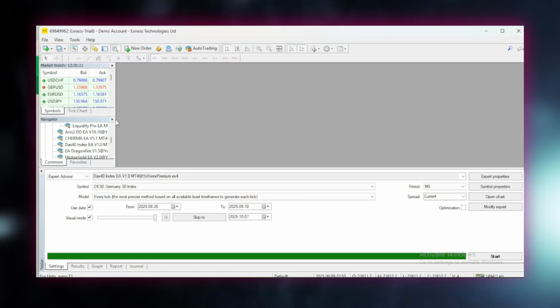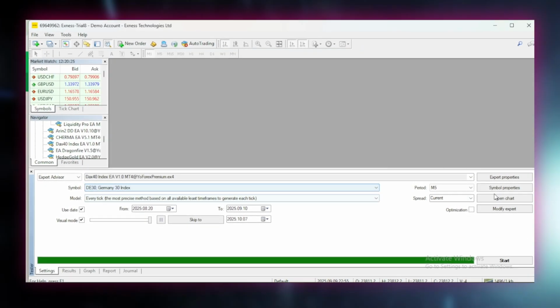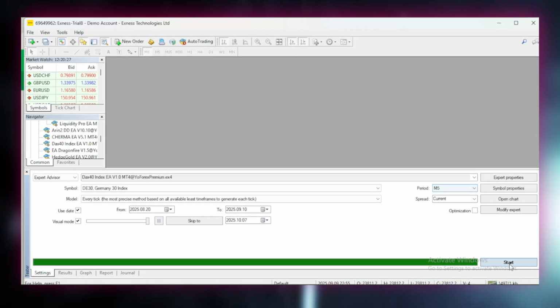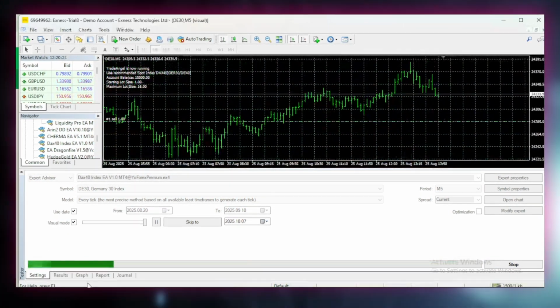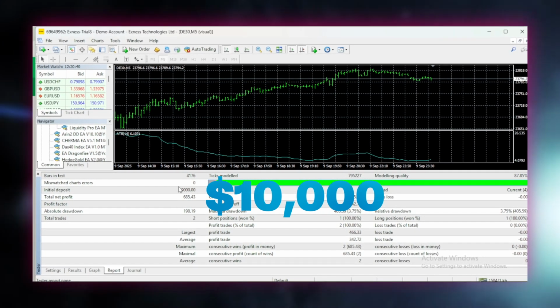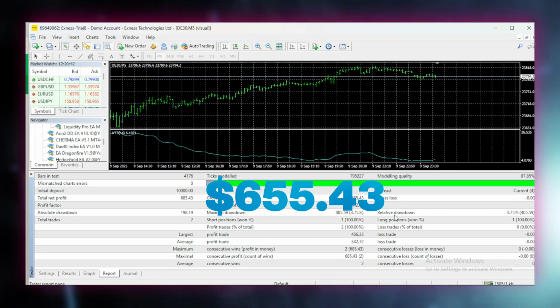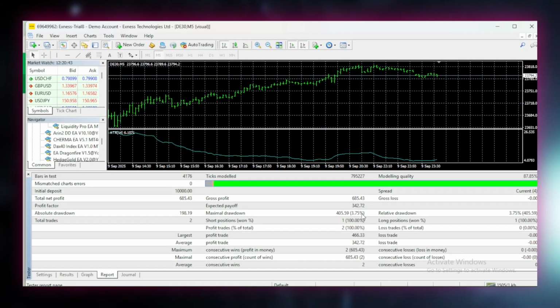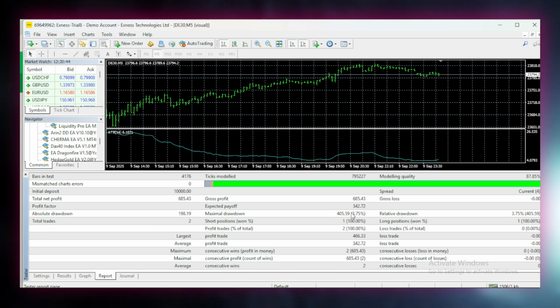Now let's look at the backtesting performance. We tested DAX40 Index EA V1.0 MT4 on the DAX40 Index M5 between August and October 2025, using a $10,000 initial deposit. The EA achieved a net profit of $655.43, with a profit factor of 1.90 and a maximum drawdown of only 3.75%.